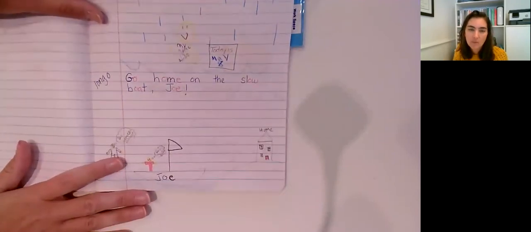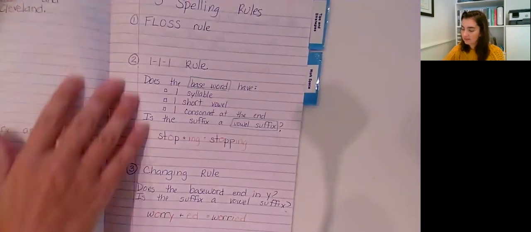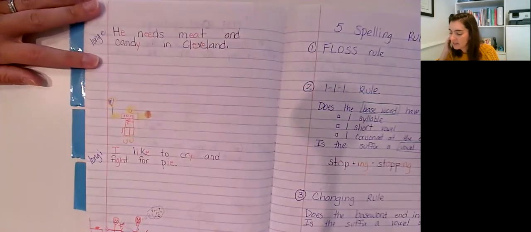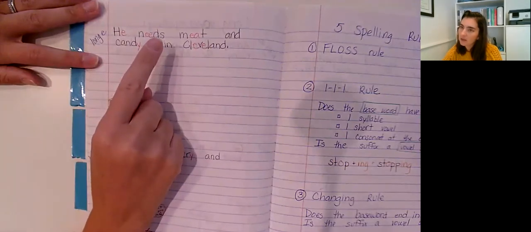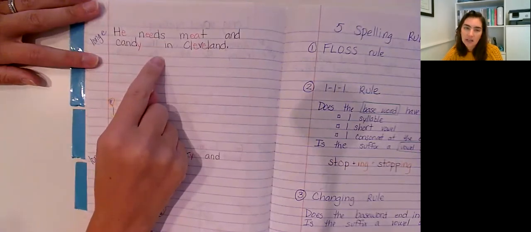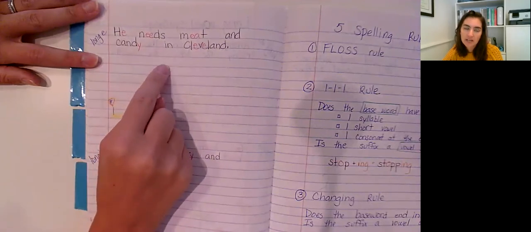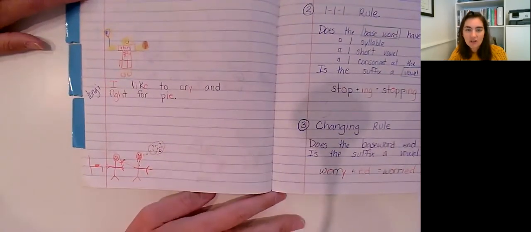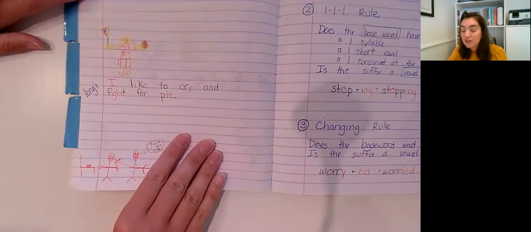Go home on the slow boat, Joe. He needs meat and candy in Cleveland. I feel like this one also has for his niece and monkey. So I'm missing the EI for niece, right? And the EY for monkey. I like to cry and fight for pie. Those are the long vowels. Okay. So these are really helpful.